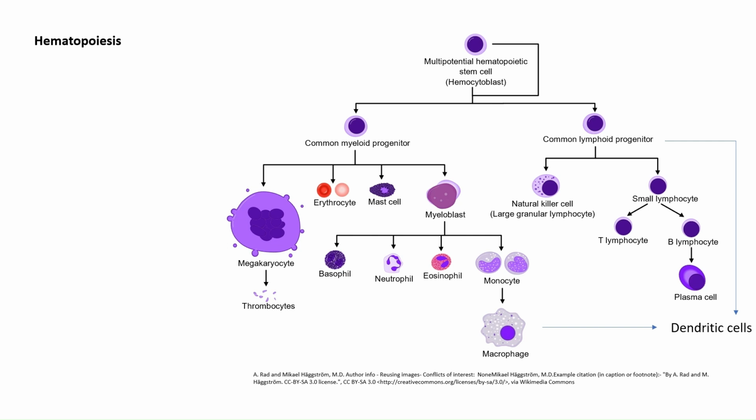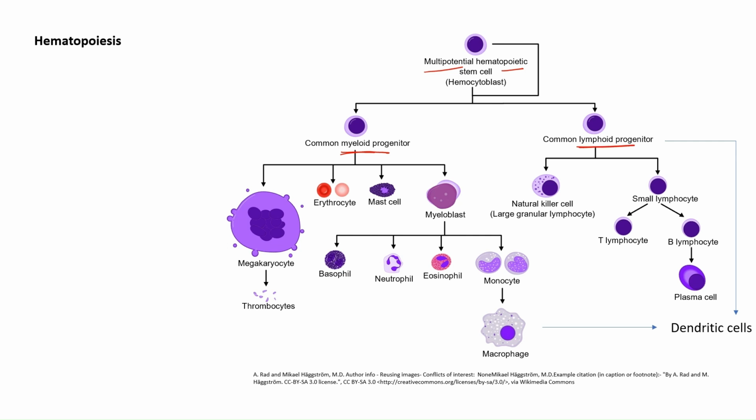Hematopoiesis is the process by which stem cells are regenerated and from stem cells various other cells are formed. So the stem cell is known as multipotent hematopoietic stem cell. Why multipotent? Because from these stem cells, various other cell lines are formed. Specifically, there are two types of cell lines that form from these multipotent stem cells: myeloid progenitor and lymphoid progenitor.